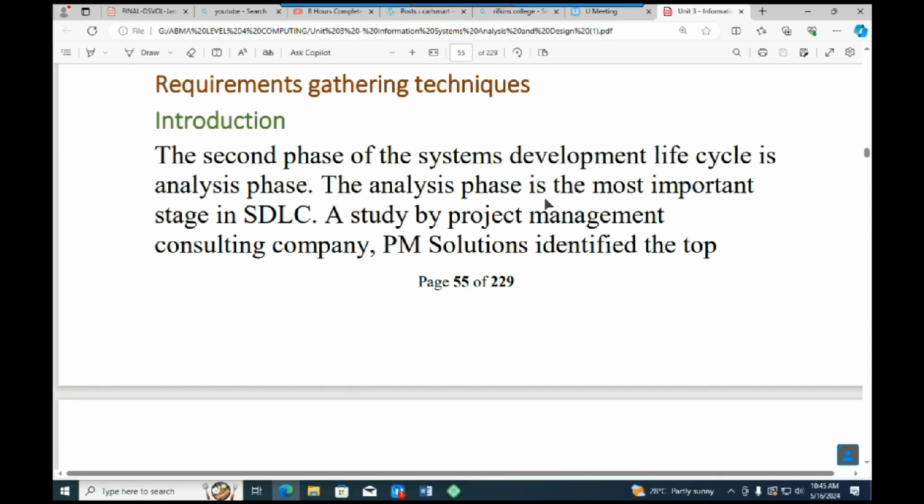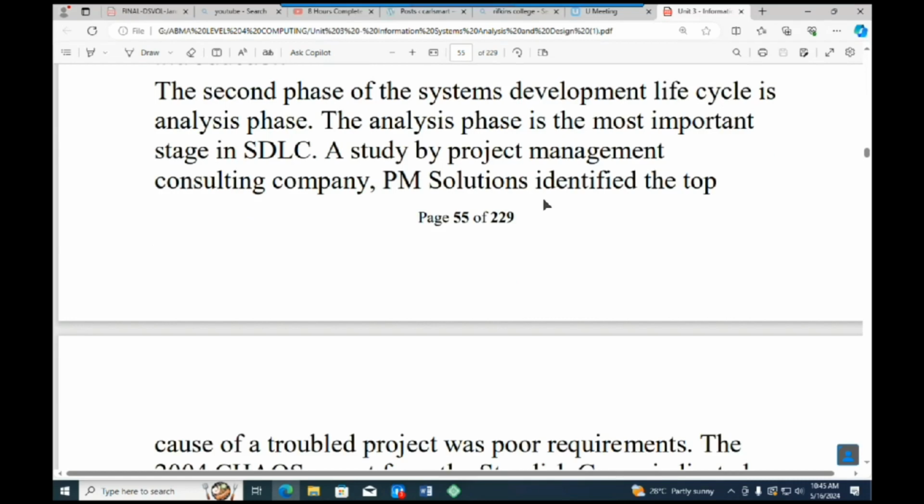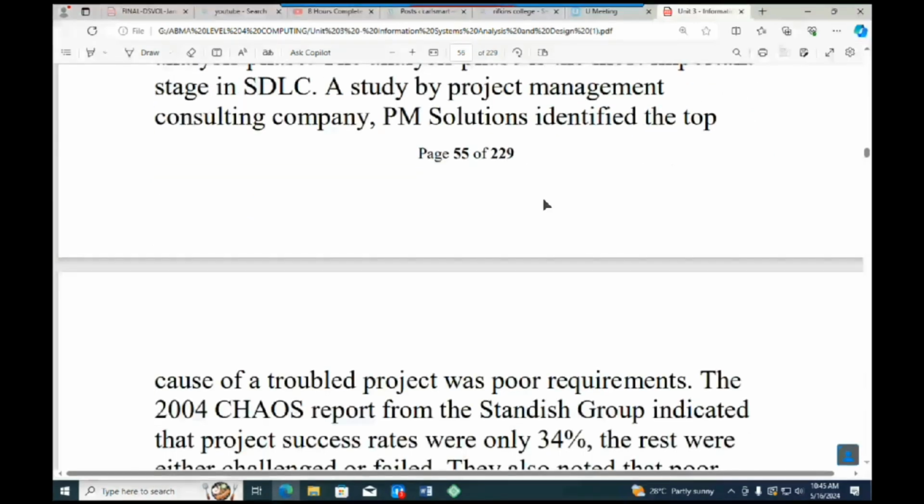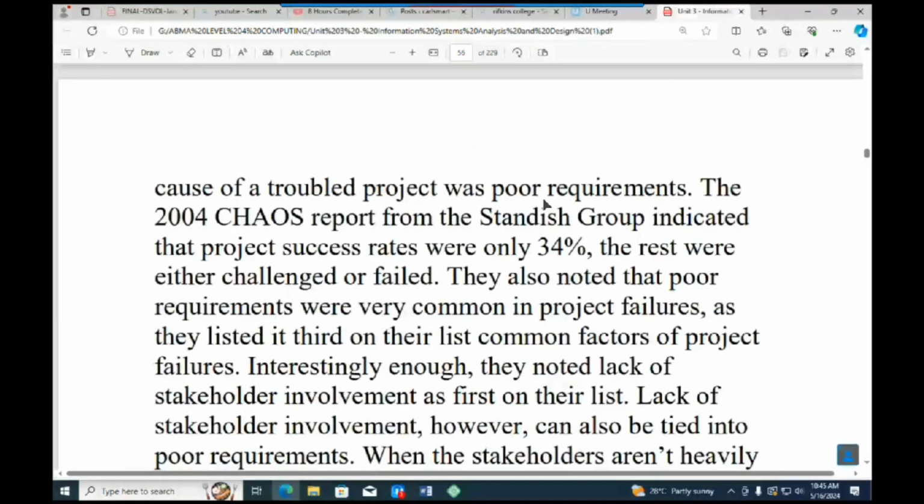So there was a study that was done by a project management consulting company known as PM Solutions, that identified the top cause of a troubled project. The study identified poor requirements as the top cause of projects that are troubled, or in other words, projects that are not successful.